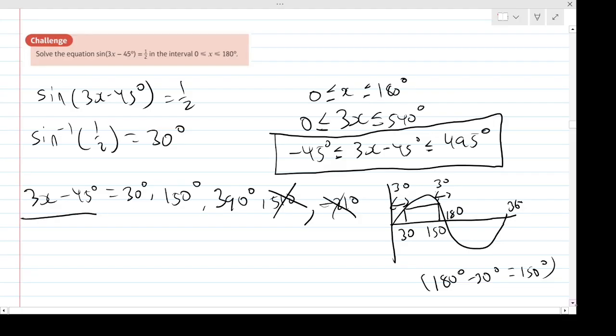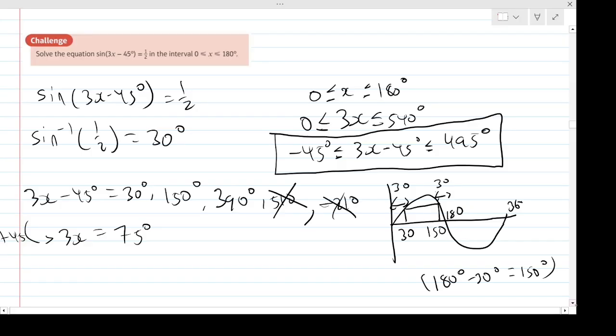Now I have 3x minus 45, so I need to solve for x. Firstly, I can get rid of the minus 45 by adding 45 to both sides. If I do that, I'll get 3x. If I add 45 onto 30 first, I'd get 75 degrees.